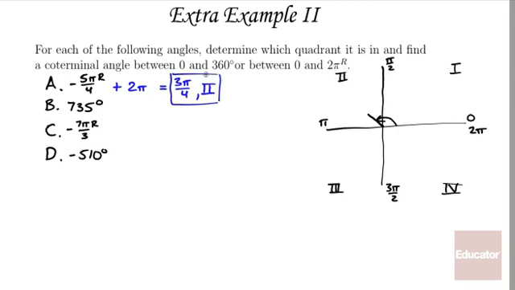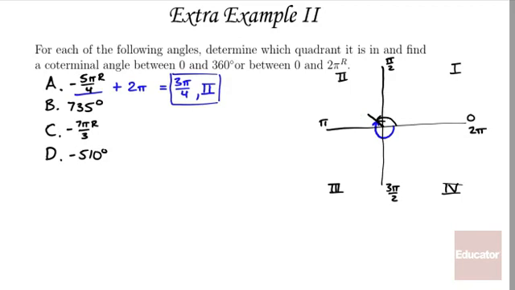The way you can kind of understand how that came from the original negative 5 pi over 4, if you went in the other direction, 5 pi over 4 in the other direction from the traditional direction, because it's negative, you'd end up at that angle. So its coterminal angle is 3 pi over 4. It's in quadrant 2.